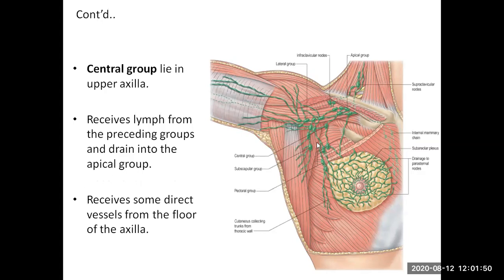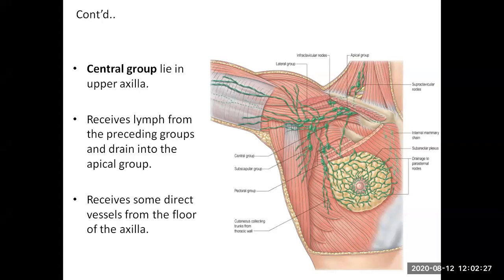The central group, okay, these are the central group of lymph nodes. The central group receives lymph from the preceding groups and drains into the apical group. This is the apical group of lymph nodes. So the central group receives the lymphatic drainage from the subscapular, pectoral, lateral groups, and from the central group they drain into the apical group. All the lymph nodes drain into the apical group of axillary lymph nodes.